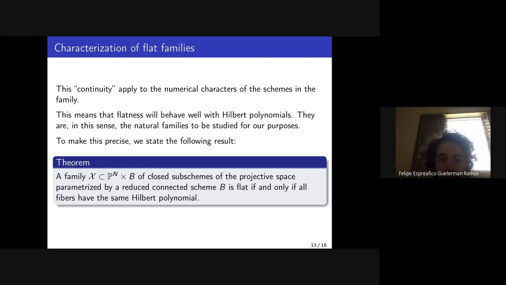and the theorem or proposition that encodes this is that for any flat family over a reduced and connected base, a family is flat if and only if all fibers have the same Hilbert polynomial. So, I mean, it's an equivalence. So having the same Hilbert polynomial is the same thing as being flat over some reduced and connected base.